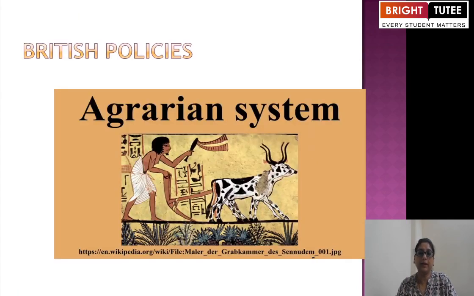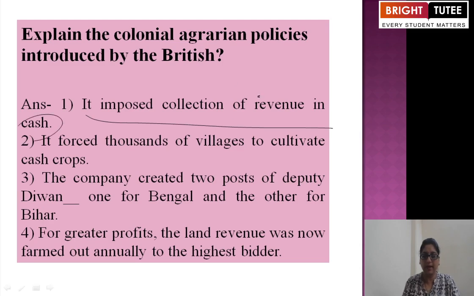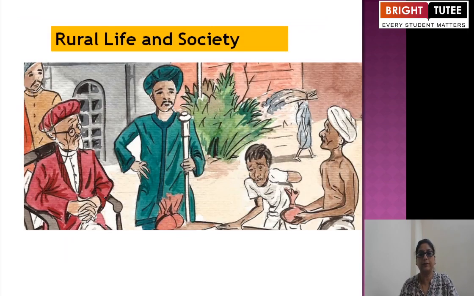Now, when the British people came here, they started a few British policies, of which the first one is the agrarian system. Let's see what that is. The colonial agrarian policies were introduced by the British. It imposed collection of revenue in cash. That means they had to pay their taxes in cash. It forced thousands of villages to cultivate cash crops. The company created two posts of Deputy Diwan, one for Bengal and one for Bihar. And for greater profits, the land revenue was now farmed out annually to the highest bidder.